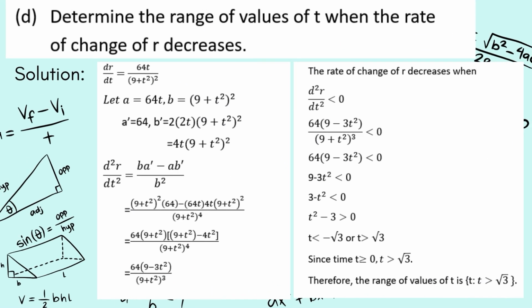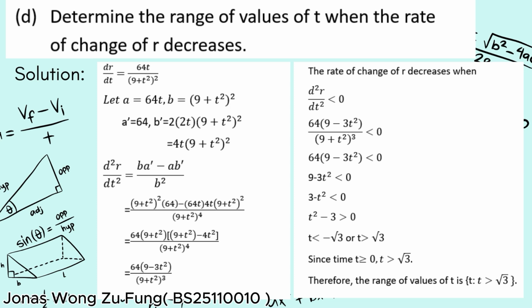Next, in part D, we are given a task to determine the range of values of t when the rate of change of r decreases. To do this, we must find the second derivative of r with respect to t, which requires the first derivative obtained previously. Then we see that the first derivative is a fraction. Thus, we must apply once again the quotient rule, where the numerator is defined as u and the denominator defined as v. Then, we must compare the second derivative of r with respect to t to 0. For the rate of change of r to decrease, d2r/dt squared needs to be less than 0.